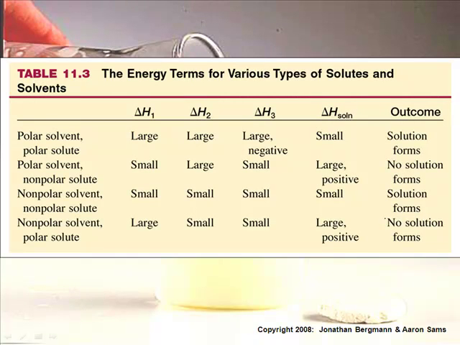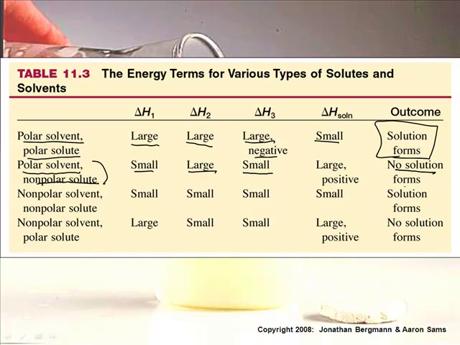And so in terms of energy, if the delta H1 is large, this is a polar solvent and a polar solute, and delta H2 is large, delta H3 is a very large negative, and the heat of solution is small, and the solution will form. Now, if you have a polar solvent and a non-polar solute, we haven't really talked about this, but we're about to. You have a small delta H1, a large delta H2, and a small delta H3, and actually no solution will form in this case. That's when you take polar with a non-polar. You might remember the phrase "like dissolves like," which we're going to talk about in a minute, and I'll show you too. It's very good.